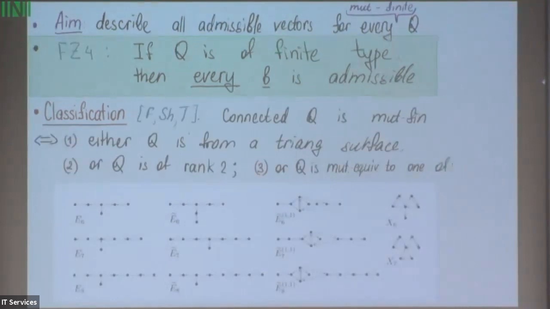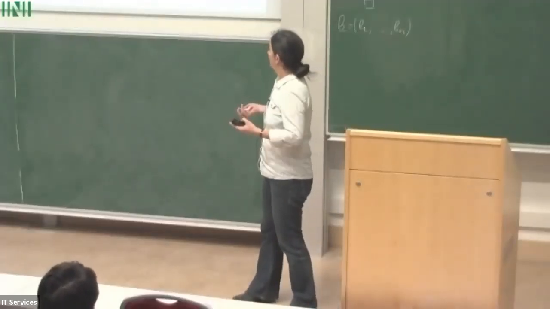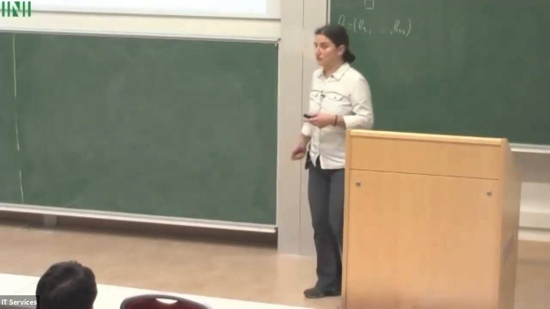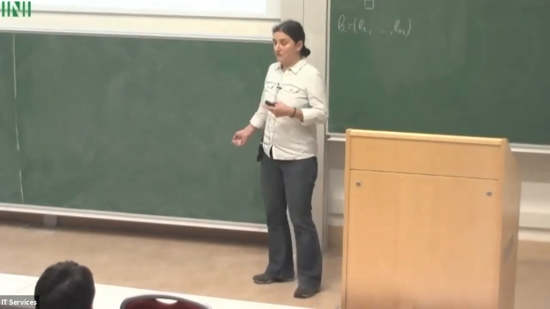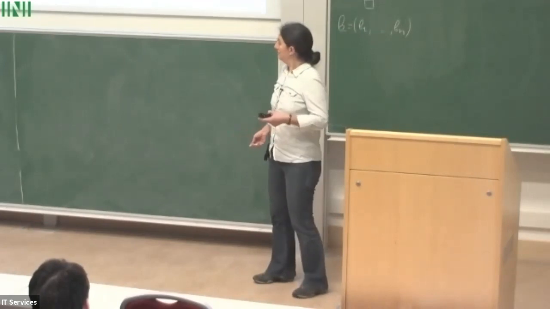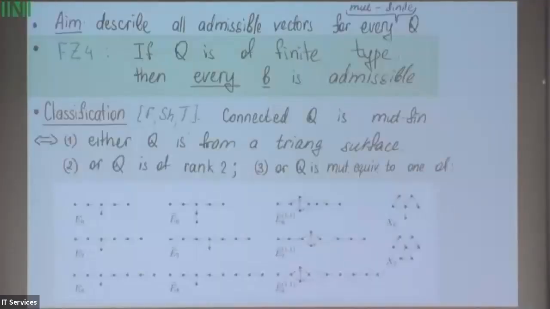This classification says that a quiver is mutation finite if it is either coming from a surface, we heard a lot about quivers from surfaces today already, or if it is of rank 2, or if it is one of 11 exceptional mutation classes. Now we are really going to start with quivers from surfaces, but then everything else will be more dependent on the type, like whether your quiver is finite or affine or everything else.